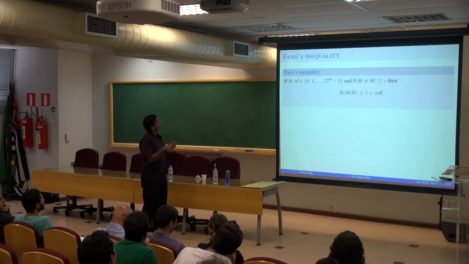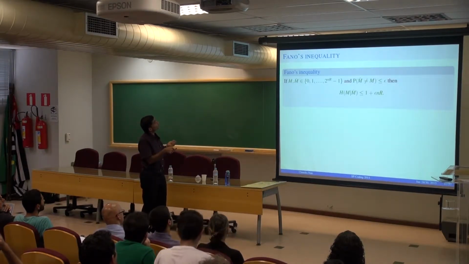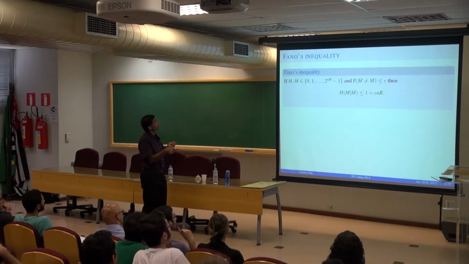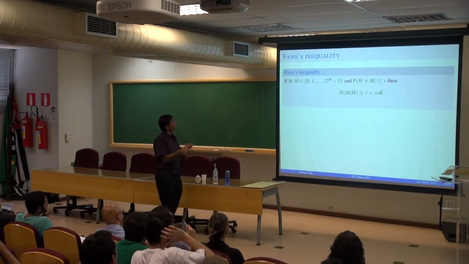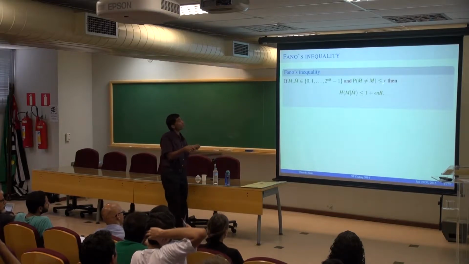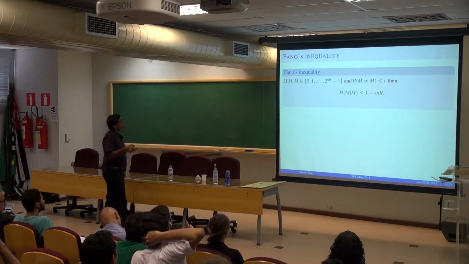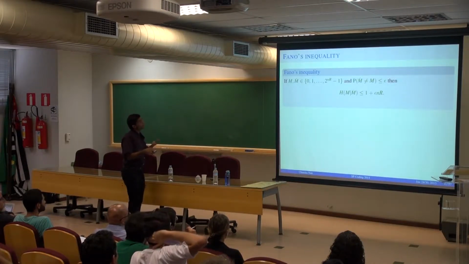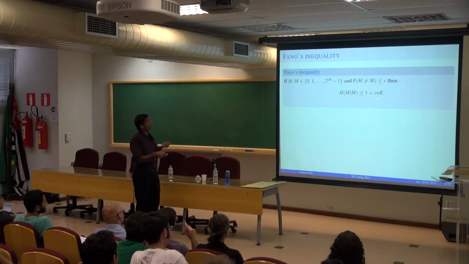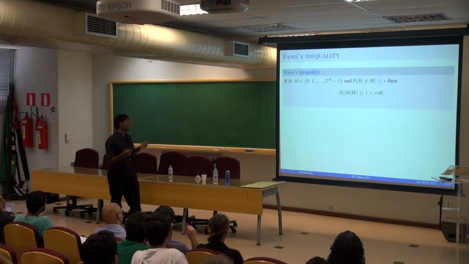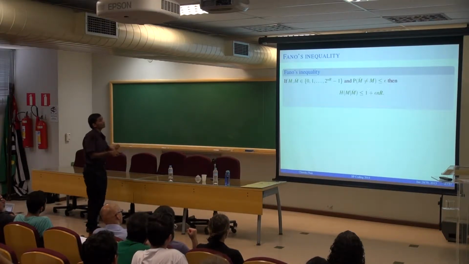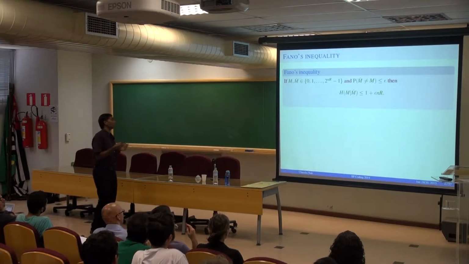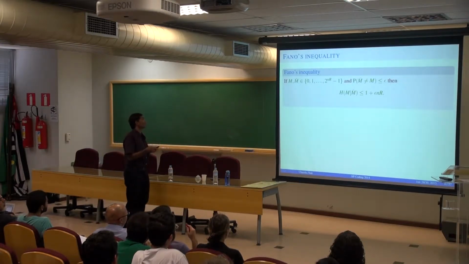So Fano's inequality states that if I have two random variables, M and M hat, that take values in 0, 1 up to 2 to the power nR minus 1, and the probability of mismatch is at most epsilon, then the conditional entropy of M given M hat is less than 1 plus epsilon nR. You can even make this better, but this is good enough for us. Or if I divide by n, if epsilon is small enough, then it's very small. It's 1 over n plus epsilon times R.